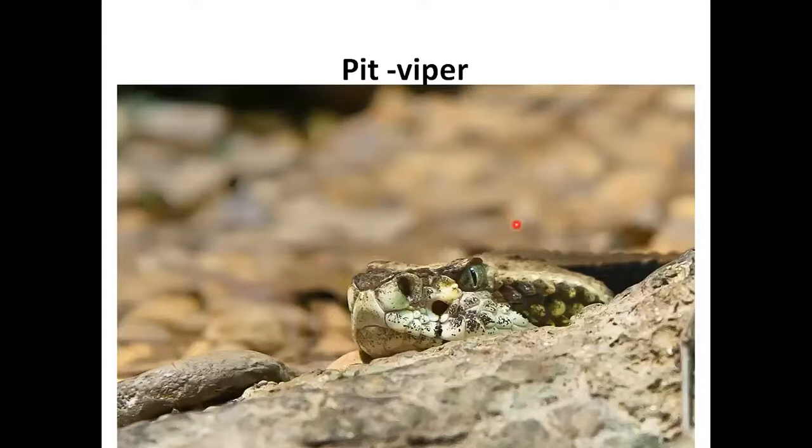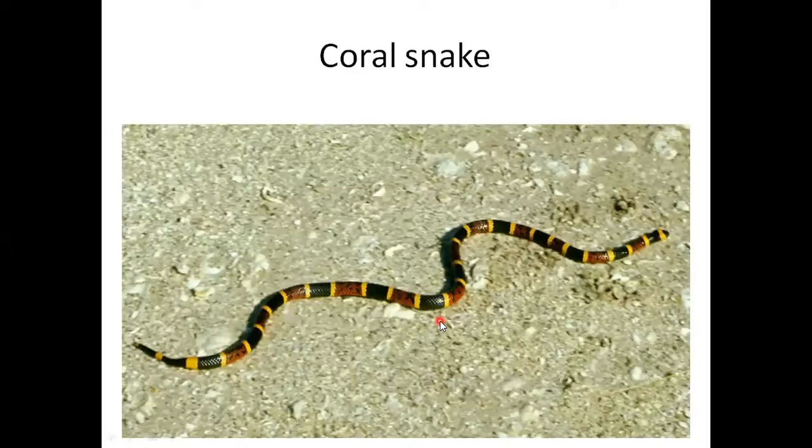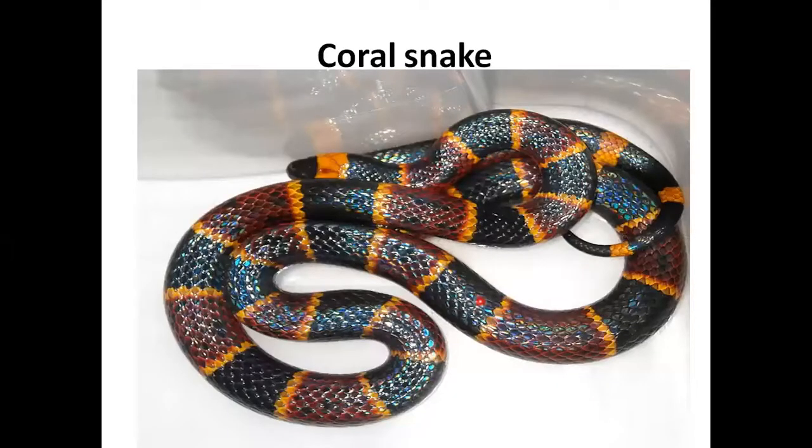Okay, this is the pit viper. You can see here a very small pit present between the nostril and eye, hence it is the pit viper. This is also a very poisonous snake. This is the coral snake, on which very small scales are there. Coral snakes we can identify as the hood is absent in the case of coral snakes. Hood is absent, and all the characters which we learned previously are present here.